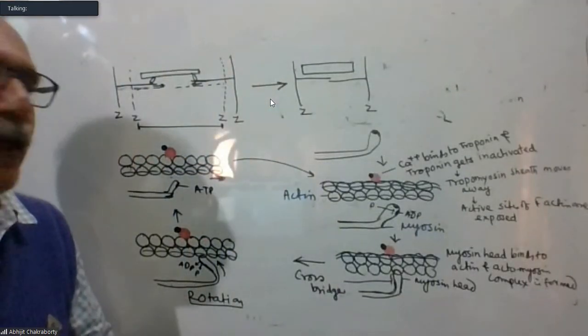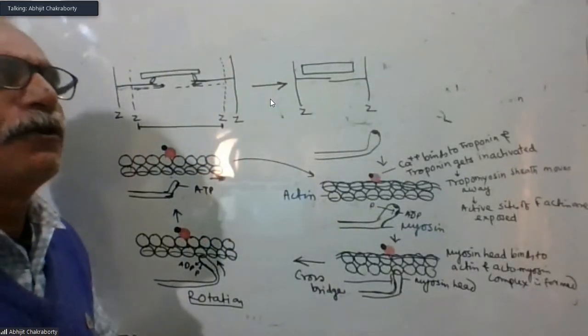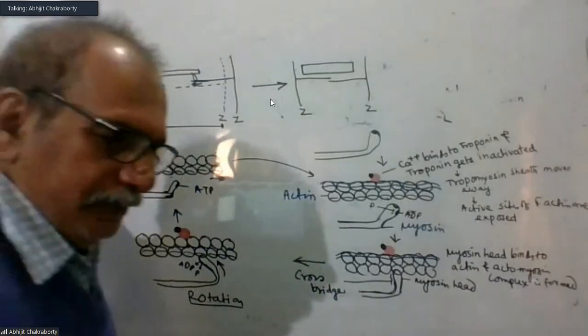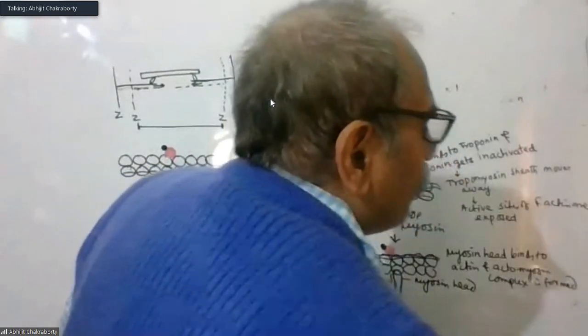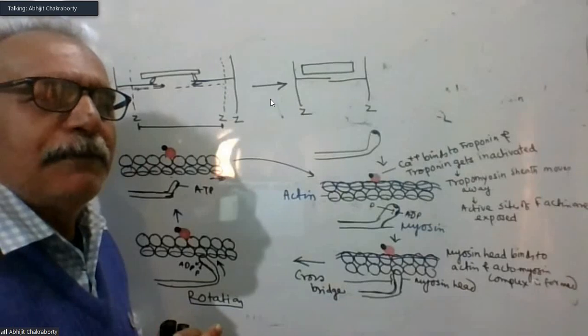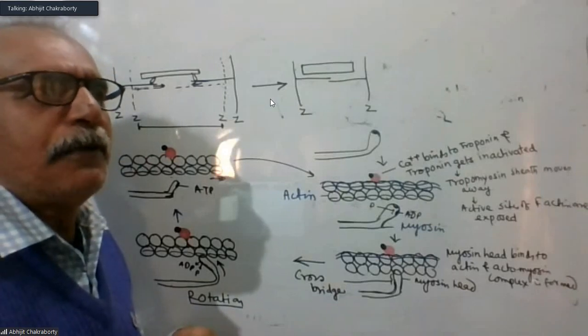Now, regarding repeated contraction in skeletal muscle, the refractory period is short. So repeated contraction can occur as per requirement. Then it leads to the formation of lactic acid.